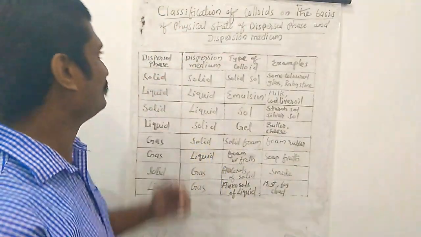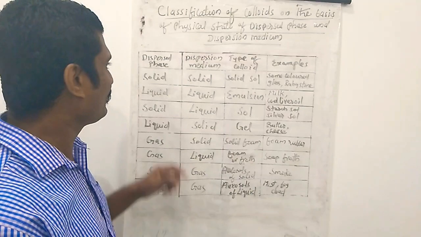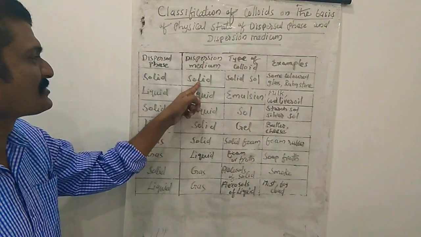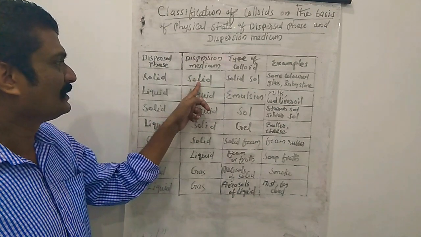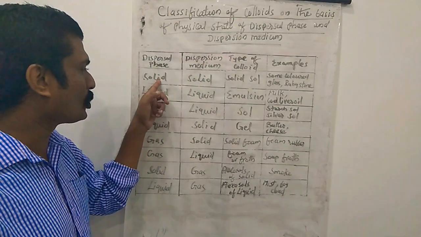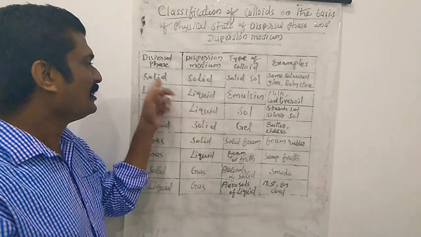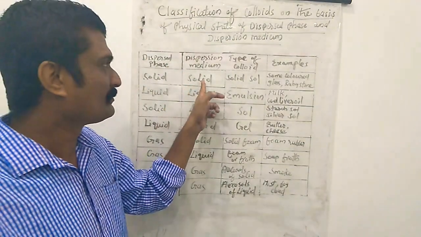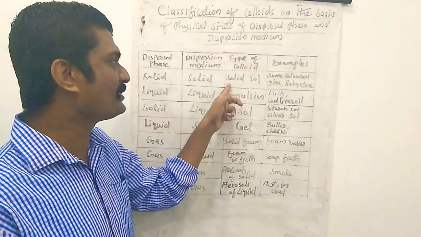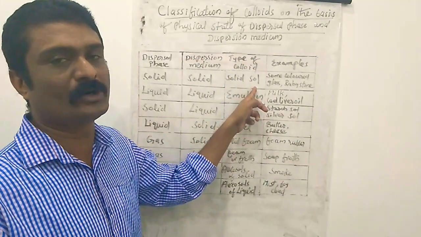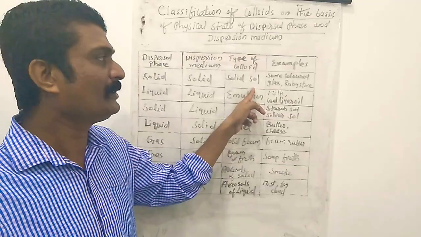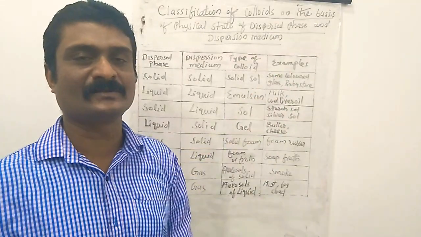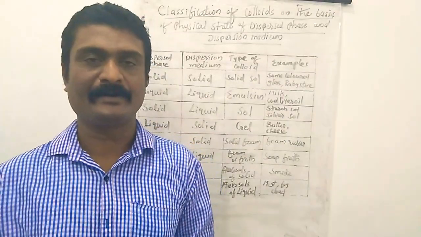Please see this table. Both dispersed phase and dispersion medium are solids. Okay, solid colloidal particles dispersed in a solid dispersion medium. The type of colloidal system is solid-sol. Solid-sol, example, some colored glass, ruby stone.